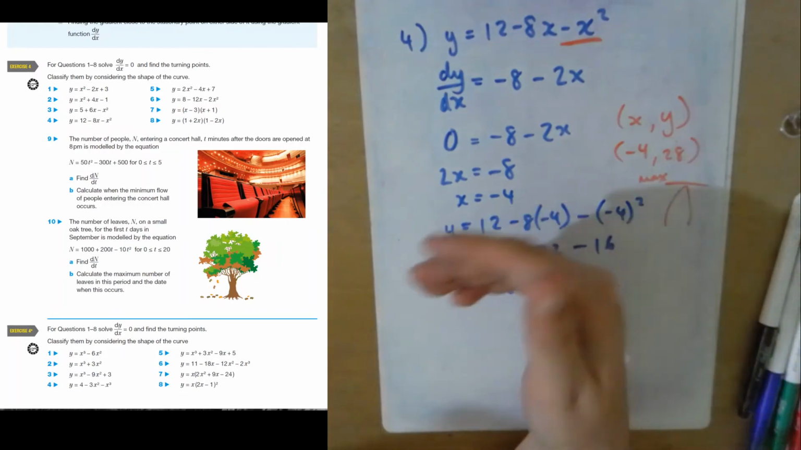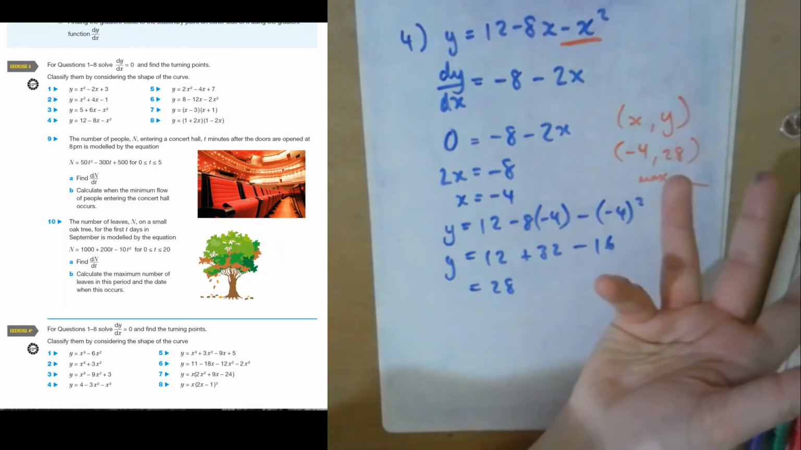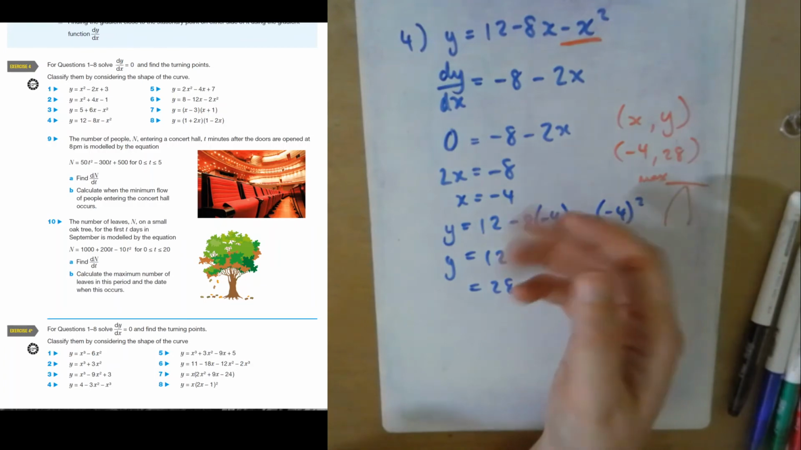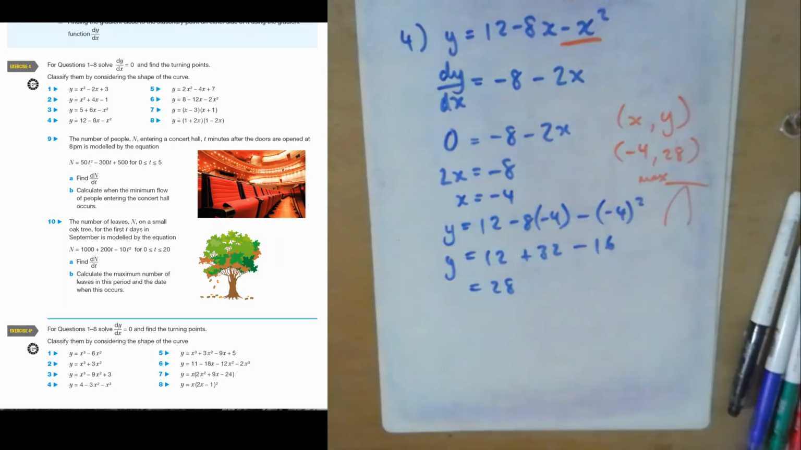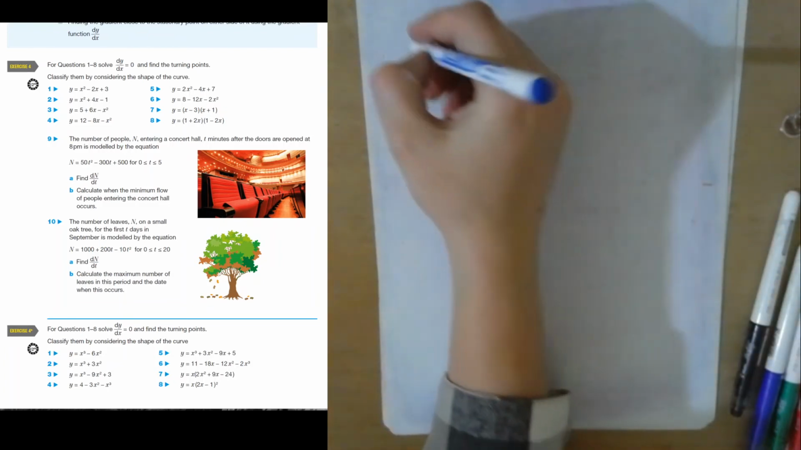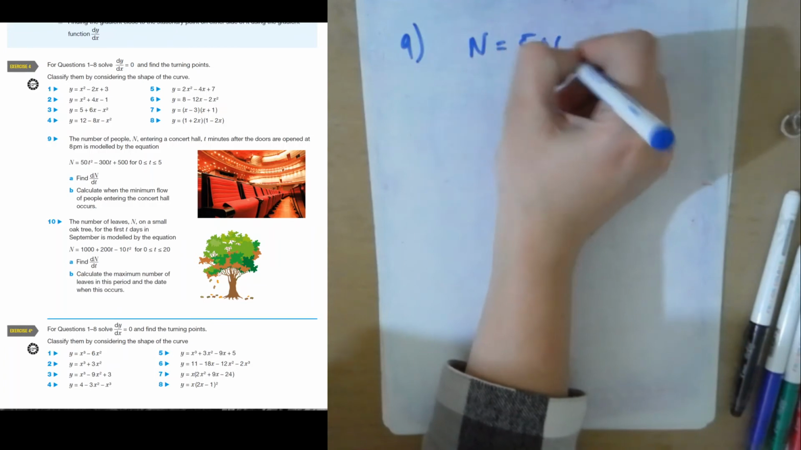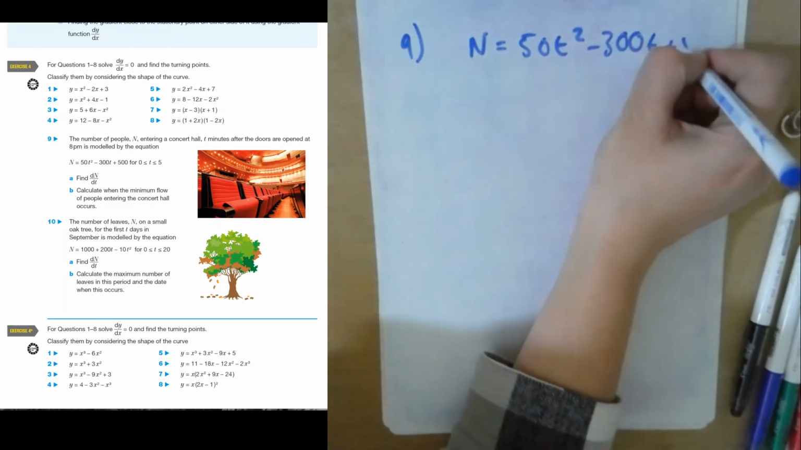So if I was, say, looking at question number 9, it says the number of people entering a concert hall 2 minutes after the doors are opened is modeled by the equation. So instead of y, they're putting n. Instead of x, they're putting t. So actually, let's just go through it rather than me just talking about it. Okay, so we've got 9. N equals 50t squared, take away 300t plus 500.